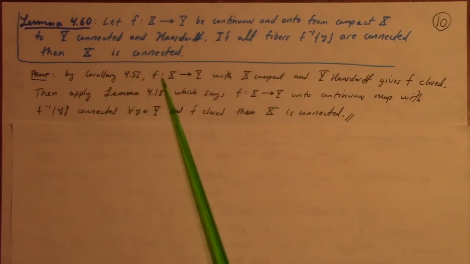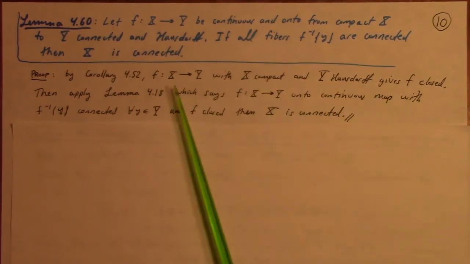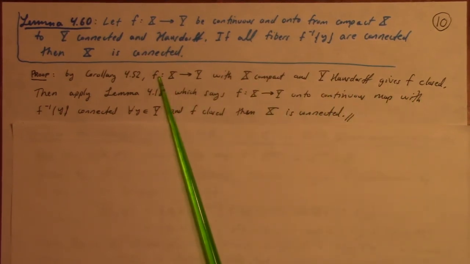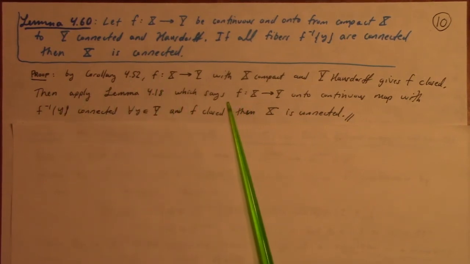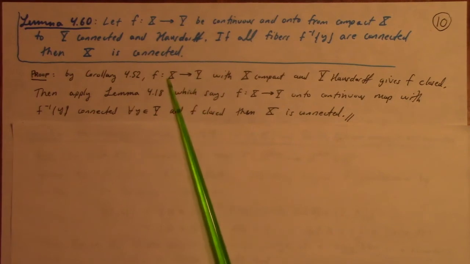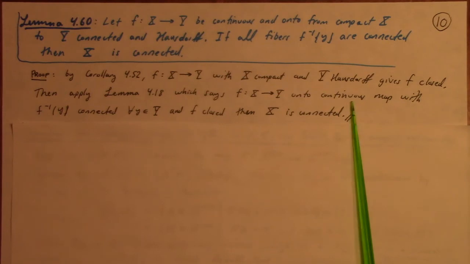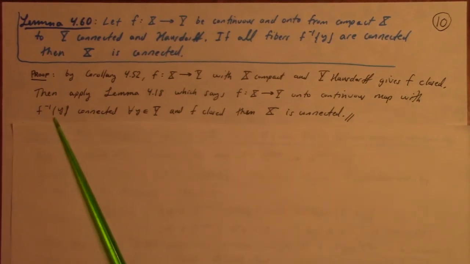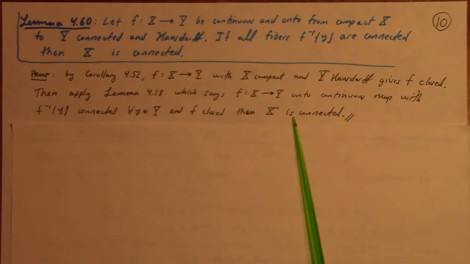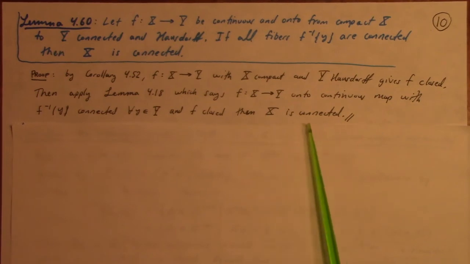Corollary 4.52 said that if you have F from X to Y with X compact and Y Hausdorff, that means that F is a closed map. So in that context, we can apply lemma 4.18 because it's a closed map from a what? From a compact space to a Hausdorff space. And if it's continuous, closed, and the fibers are connected, then that implies X is connected, right? We just used that for the last connected proof. That was the linchpin of the induction, lemma 4.18.